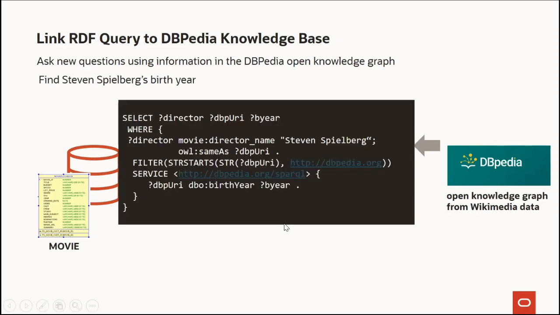So you can write a SPARQL query that says, I want to connect to this particular endpoint. DBPedia provides what is known as a public SPARQL endpoint that you can query over HTTP. You can send a SPARQL query, get back a result, combine it with a SPARQL query in your database, and say, okay, for Steven Spielberg, I'm interested not only in the movies he's directed, but I also want to get his birth year. So I want to get information from two different sources.